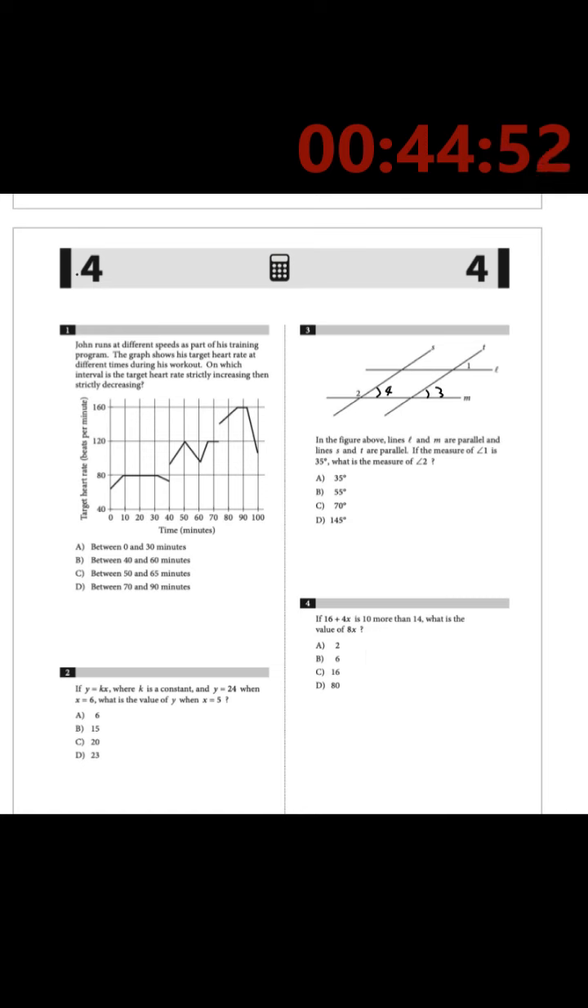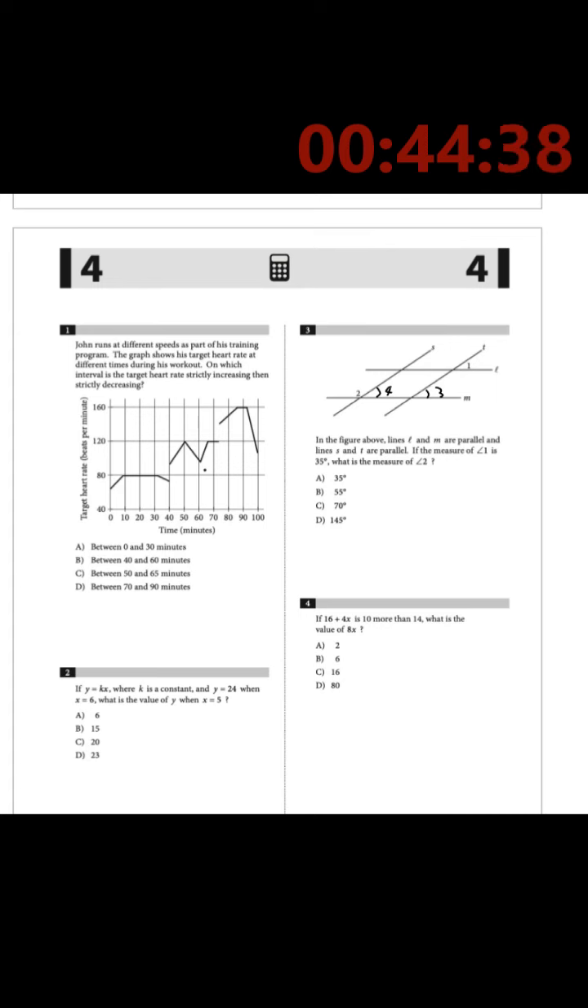We'll be doing the SAT practice test, math test calculator section. Okay, so the first problem: John runs at different speeds as part of his training program. The graph shows his target heart rate at different times during his workout. On which interval is the target heart rate strictly increasing, then strictly decreasing?